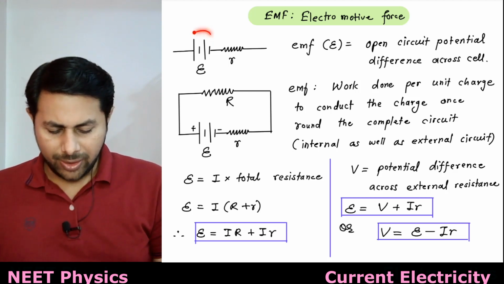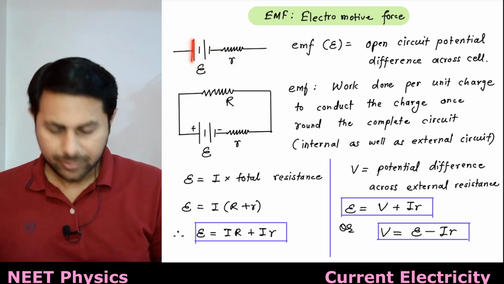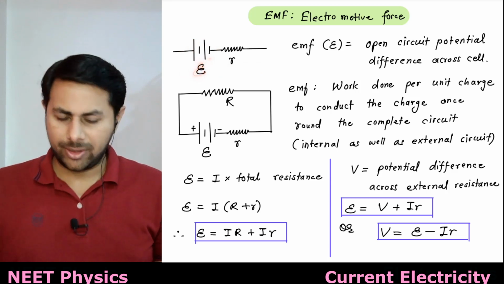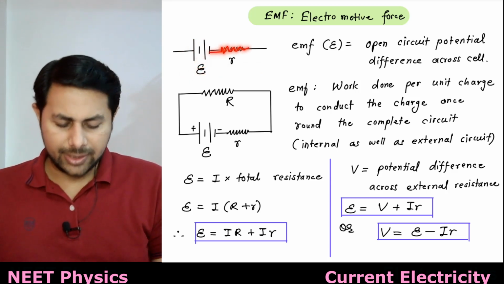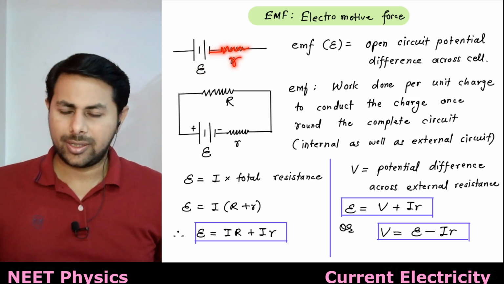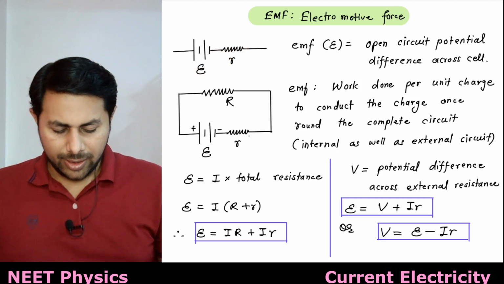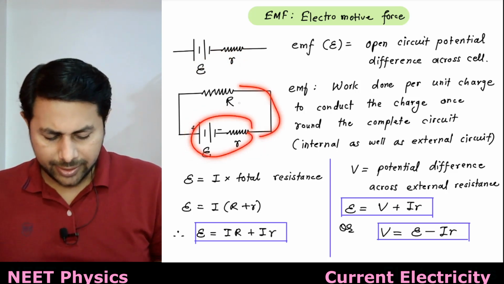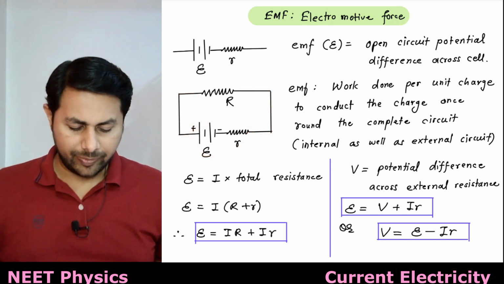So we draw a battery like this. This is the symbol of a battery, or a cell. It will have some EMF denoted by epsilon or capital E, and some internal resistance. The small r shows the internal resistance of the battery, and this battery or cell is connected across this external resistance or some wire, let's say.